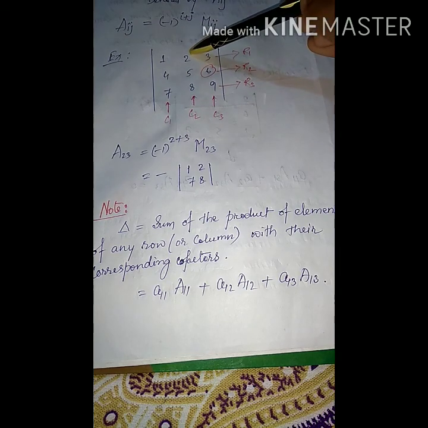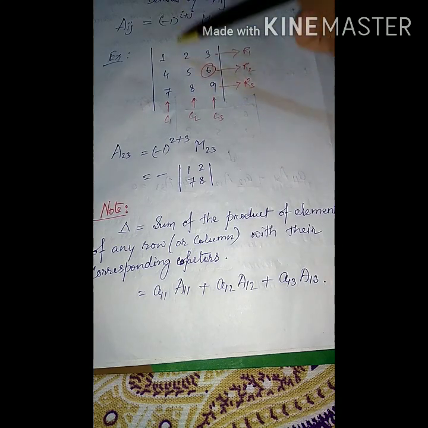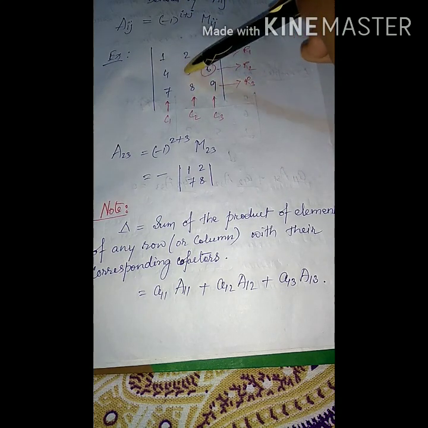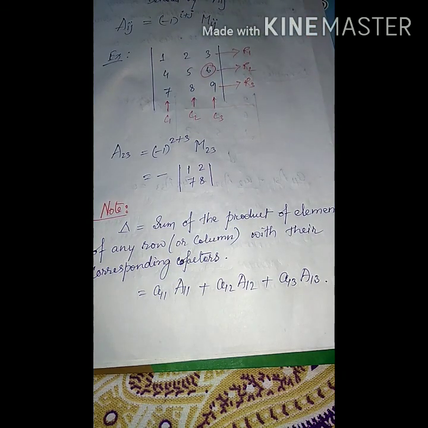Remember, if you consider the second column, then we have to multiply it by their corresponding cofactors. That means if we consider 2, 5, 8, we have to multiply it by the cofactors of 2, 5, 8. Is it clear? Then we get the value.